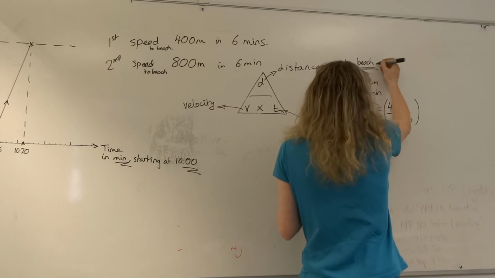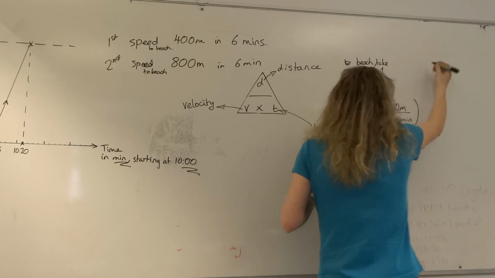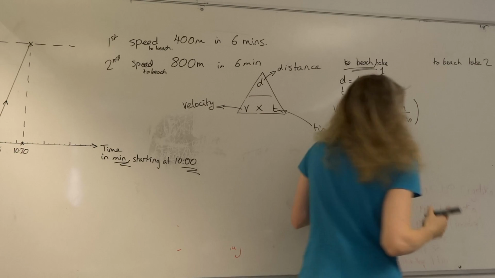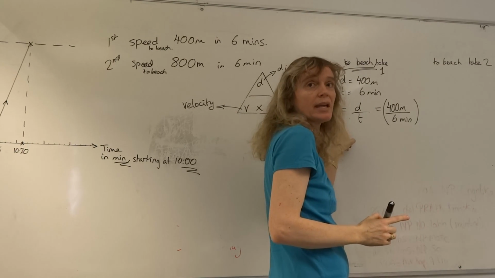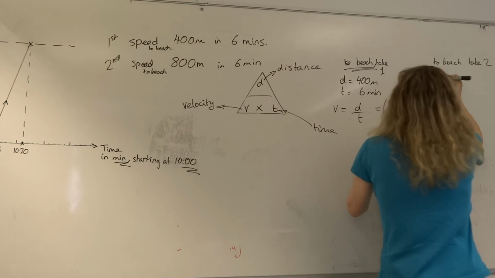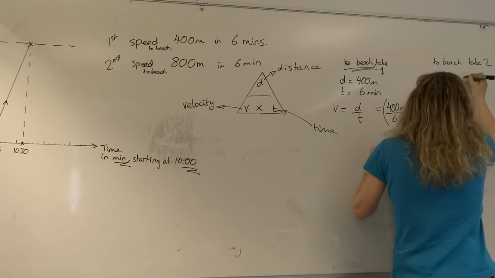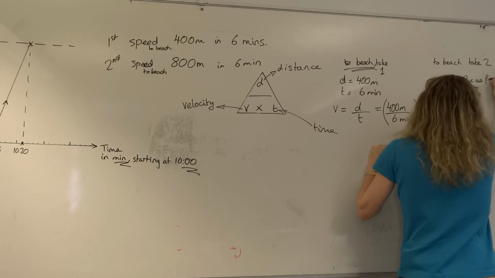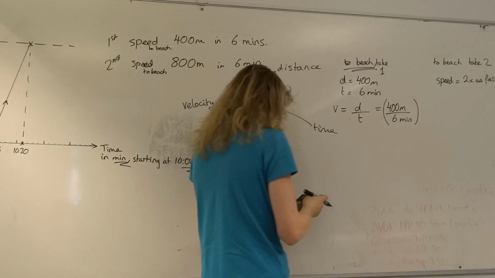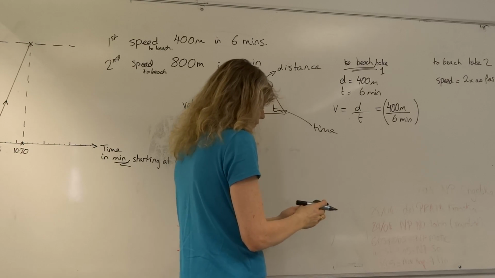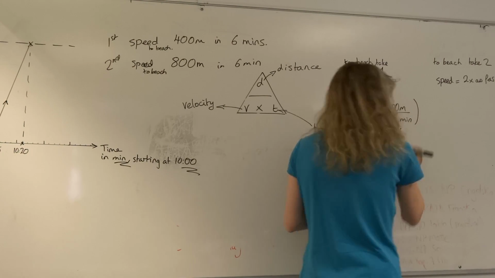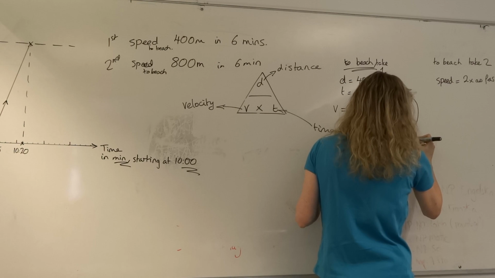So to the beach, take 1. And then to the beach, take 2. What do I know? Well, I know that I've got twice the speed. So I know that instead of the speed being 400 over 6, my new speed is twice as fast. Let's take 400 over 6. Gives us a speed of 66.6 recurring meters per minute.